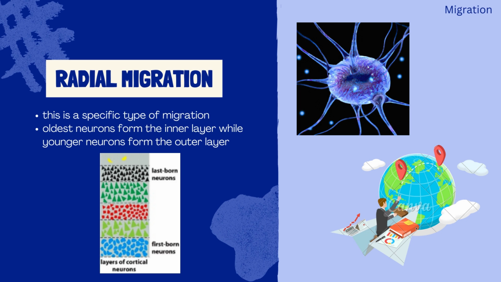Radial migration. There are two types of migration actually: radial migration and the standard migration. Radial migration is a specific type, and it's the migration at which the oldest neurons are in the inner layer and the younger neurons travel all the way to the outer layer to settle down there. The standard migration is where the older neurons are on the outer layer and the younger neurons are in the inner layer. So it makes it more convenient. Radial migration occurs in circles, so that's why I call it radial migration.